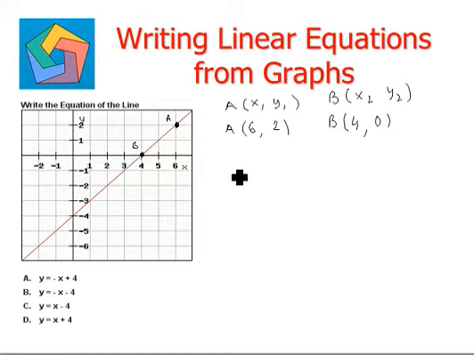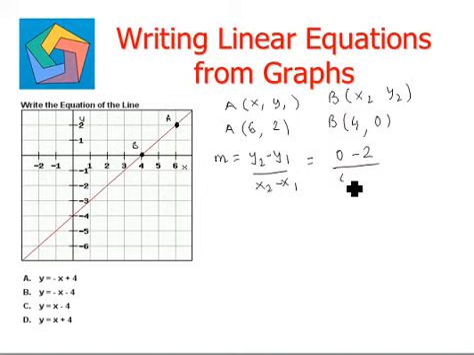Now using the formula for slope, which is represented by the letter m, we use y2 minus y1 divided by x2 minus x1. We'll find the slope from here. y2 is 0, y1 is 2, divided by x2 which is 4 minus 6. This is negative 2 divided by negative 2, which equals 1.